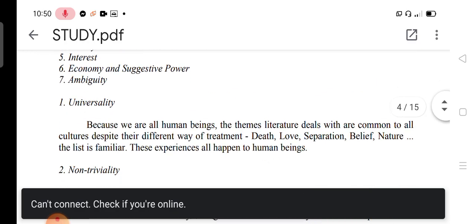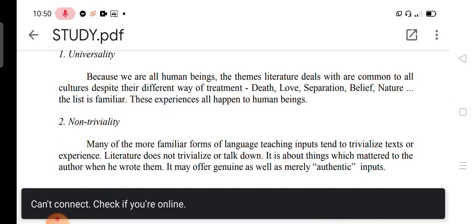Universality, because we are all human beings. The themes in literature, we use literature. Why? Because we are all human beings, and the different themes in literature are actually common to all of us. Example, the way we treat death. We all have experienced death, not us per se, but people around us, people we know, people who are not close with us also. And then we might have differences in how we treat them, but there's still a similarity. Okay, so we understand death.